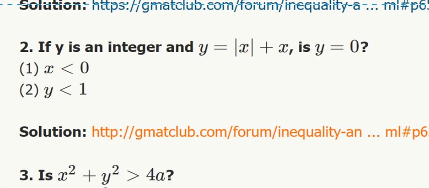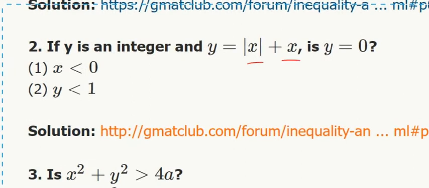So first thing we have to see here is y is an integer. y equals absolute value of x plus x. Okay, well, how could y be 0 in these cases? Well, one thing, if x is negative, y could be 0. Because this is like absolute value of negative 3 plus negative 3. So 3 minus 3. Okay, or negative 2: absolute value of negative 2 is 2, plus negative 2.